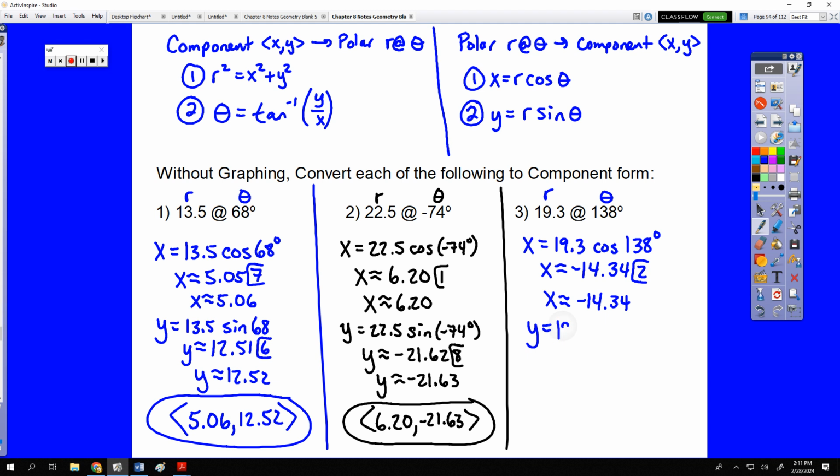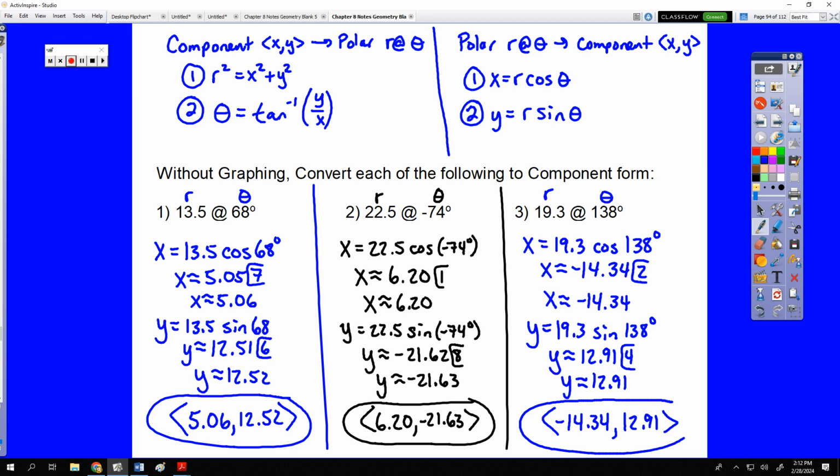And for y, 19.3 times the sine of 138 degrees. Again, in quadrant 2, all of our y values are positive, so we should not be surprised that we get a positive y value of 12.91, rounded to the nearest hundredth. So again, our answer is negative 14.34, comma, 12.91 in those triangular vector brackets.